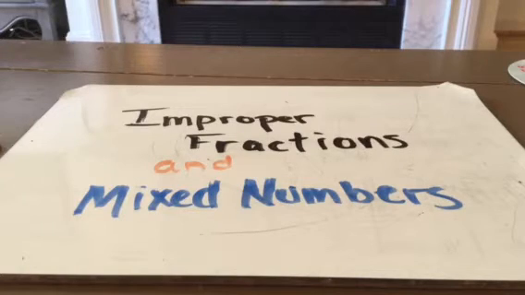Why or why not? Knowing that the top number is the number of pieces we're talking about, and the denominator is the number of pieces in one whole. So pause the video and think about it: is it true the numerator has to be larger?